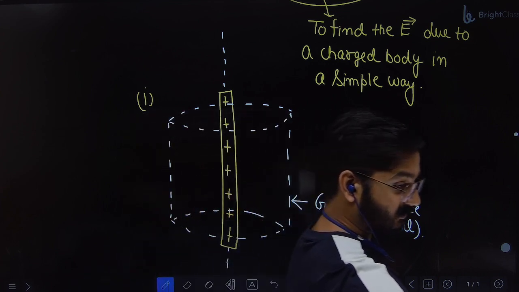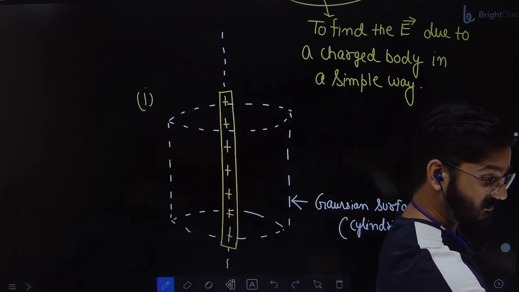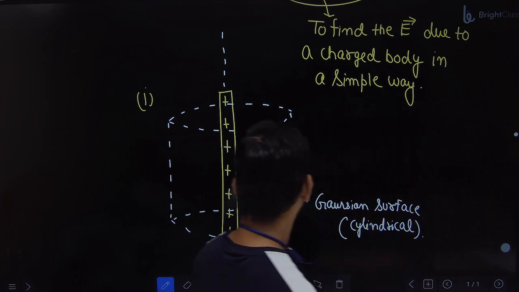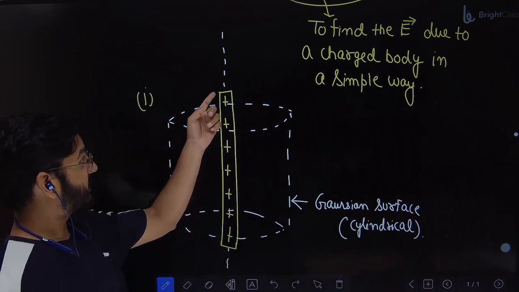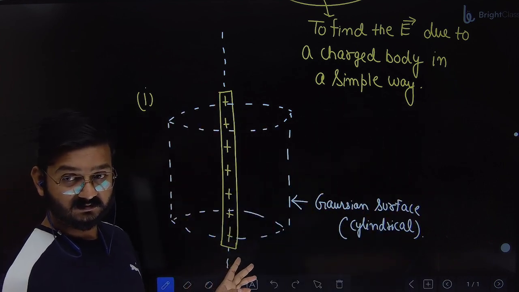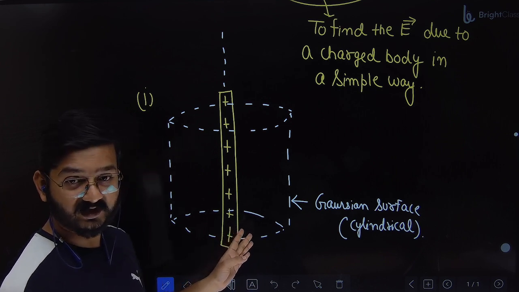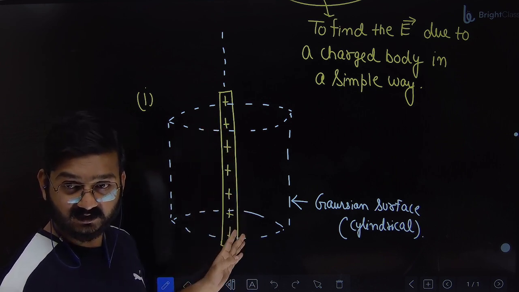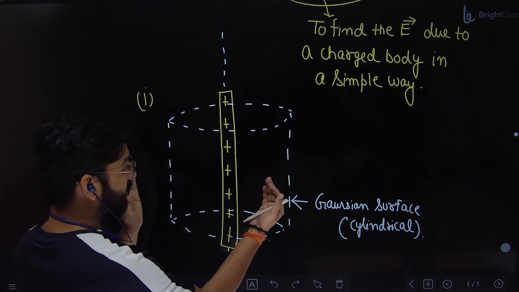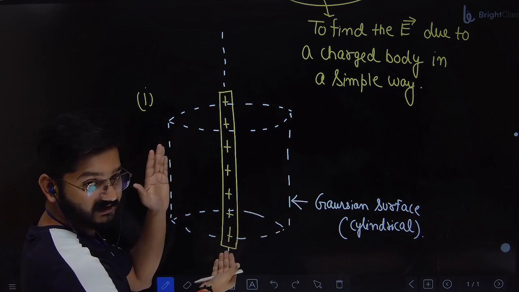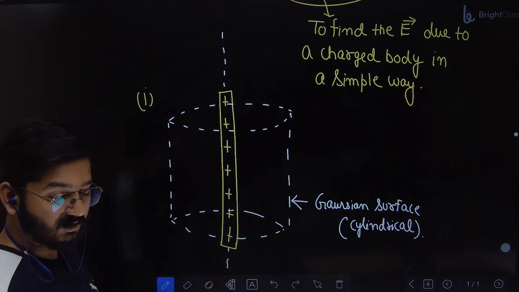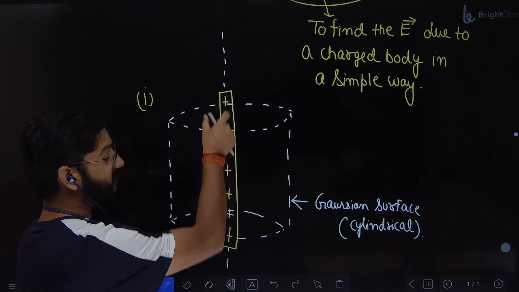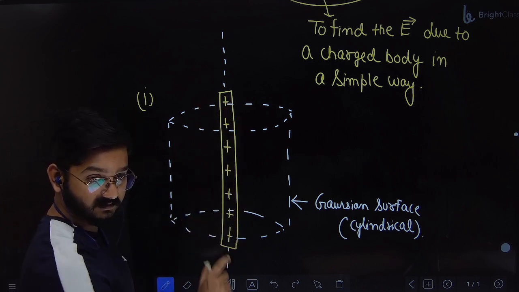Then there should be some part of the conductor outside the Gaussian surface. When you draw, make sure that there is some part outside, because this Gaussian surface is not infinitely big. The conductor is infinitely big, so only a particular portion of the conductor will be inside. Don't draw it in such a way that it looks like everything is inside. There should be some portion outside.